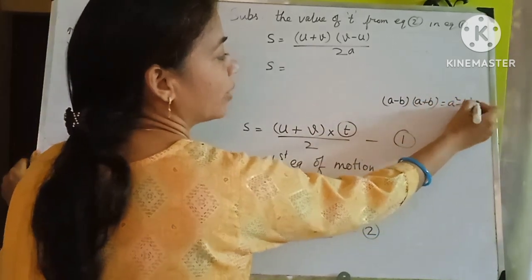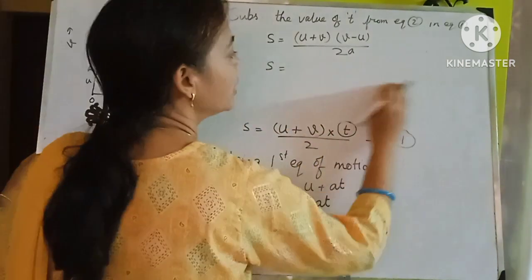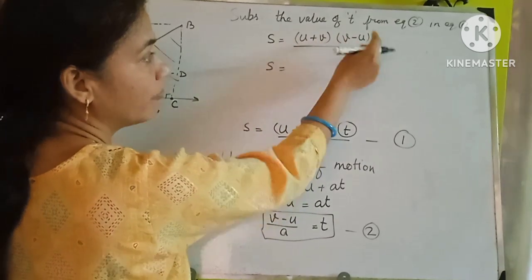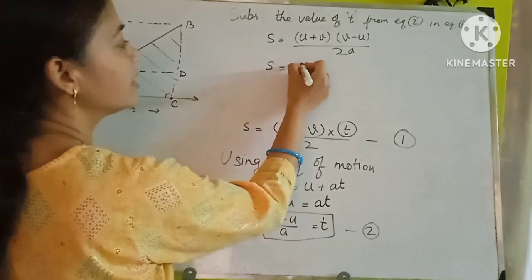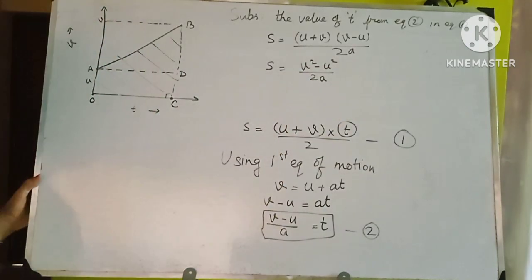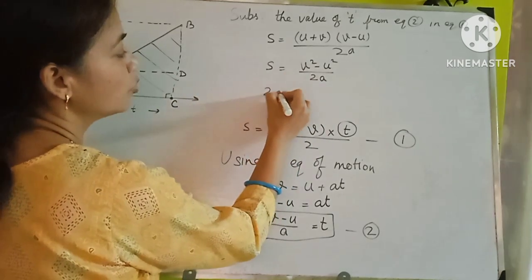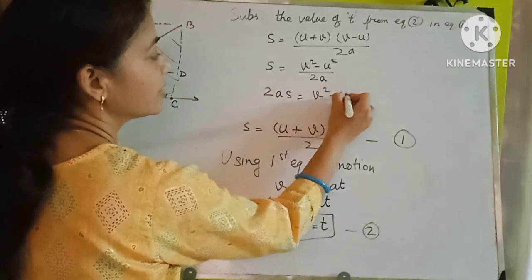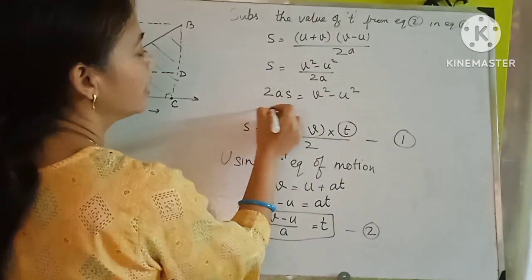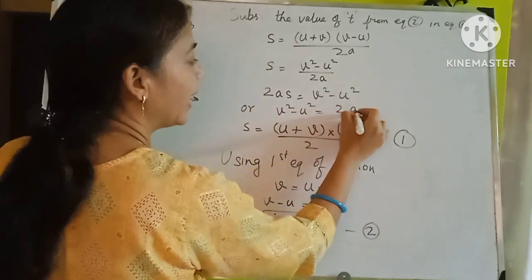a square minus b square, right? You know this identity. Using this identity, we know this is v minus u and this can be taken as v plus u, v plus u, v minus u. So that will give you v square minus u square using the formula, right? So by 2a, just use this formula. Now take this 2a on another side, it becomes 2as is equal to v square minus u square. Or simple rearrangement, if you want to write it the way we have written it first, v square minus u square is equal to 2as.